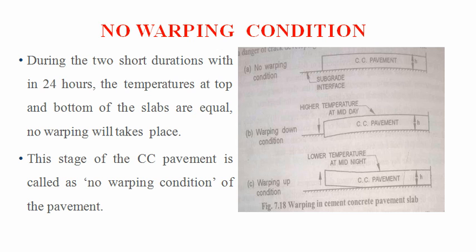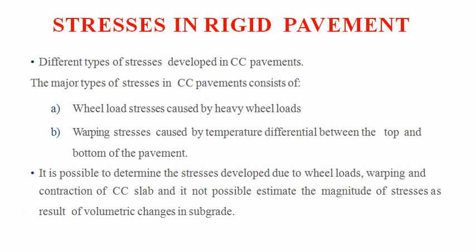So the no warping condition. For this no warping condition, during the two short durations within the 24 hours, if the temperature at the top and the bottom of the slab are equal, then no warping will take place. So for the no warping condition, it is essential that T1 and T2 are both the same. At this stage, the cement concrete pavement is called the no warping condition of the pavement.